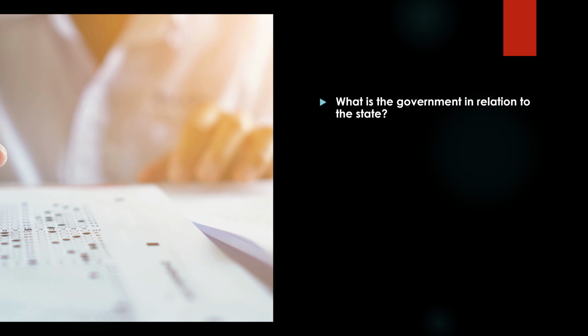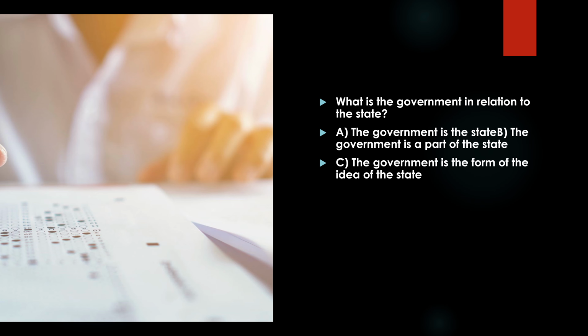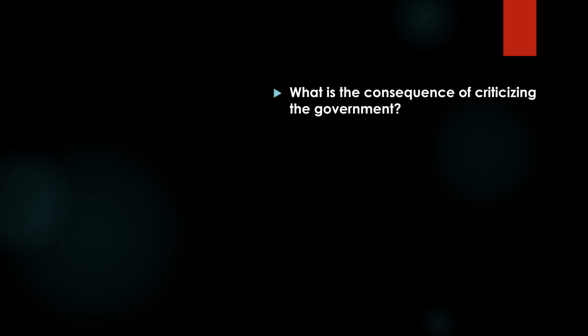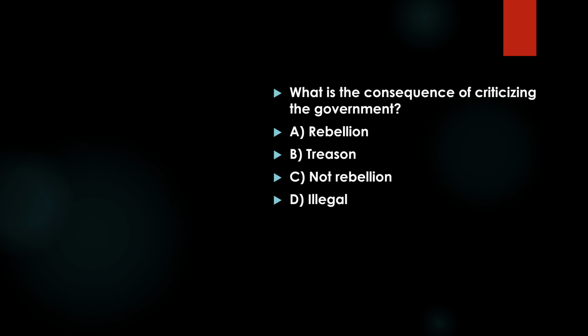What is the government in relation to the state? The government is the state. Option B, the government is a part of the state. Option C, the government is the form of the idea of the state. The government is separate from the state. Answer C, the government is the form of idea of the state. What is the consequence of criticizing the government? Rebellion, treason, not rebellion, illegal. Answer C, not rebellion.